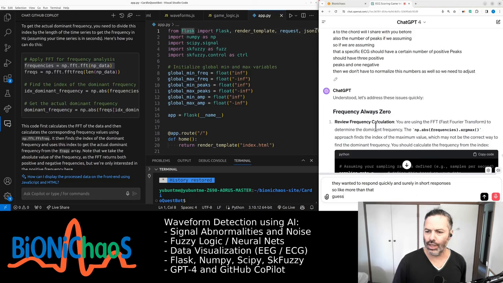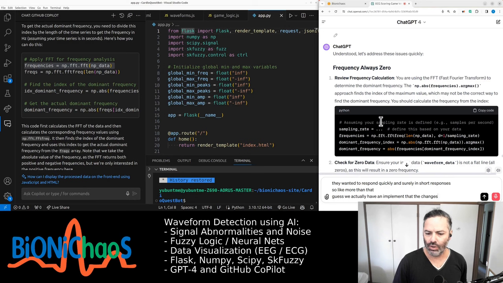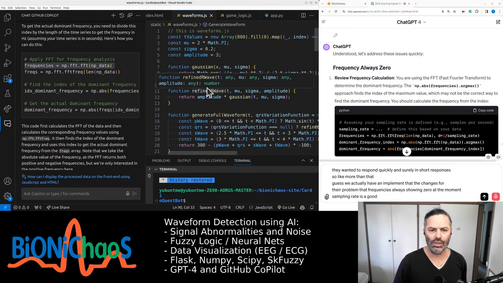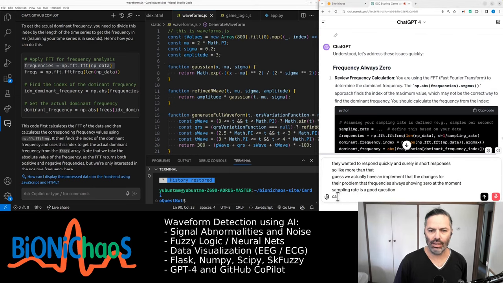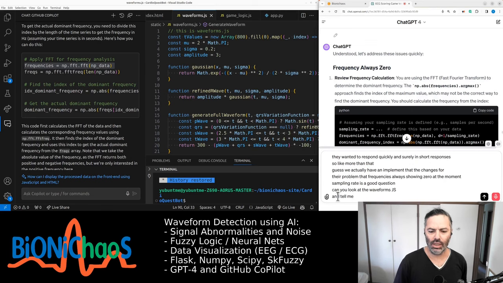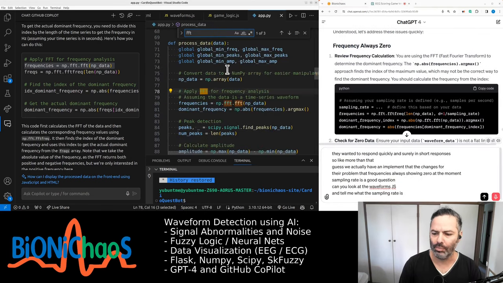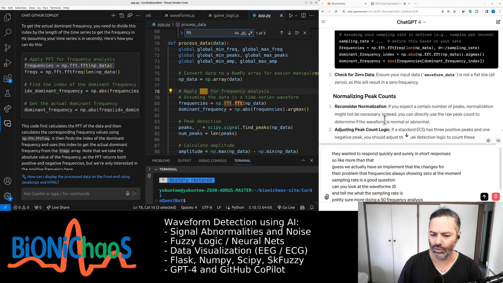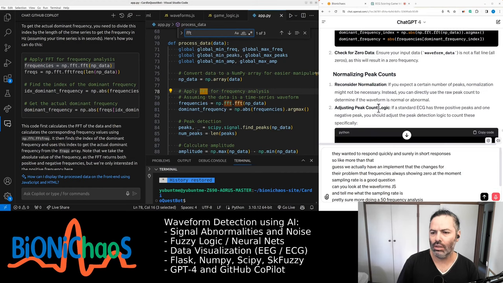Yes, we actually haven't implemented the changes for the problem that frequency is always showing zero at the moment. Sampling rate is a good question. Can you look at the waveforms.js and tell me what the sampling rate is? I'm pretty sure I'm already doing FFT frequency analysis. So what are the changes I need to make so that it's not showing zero all the time?